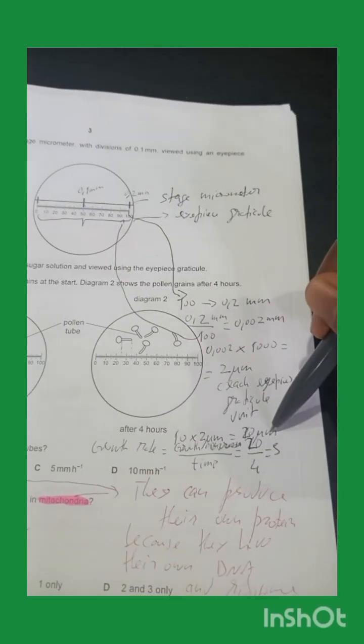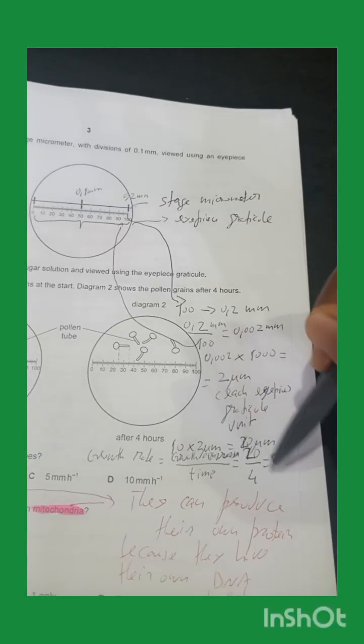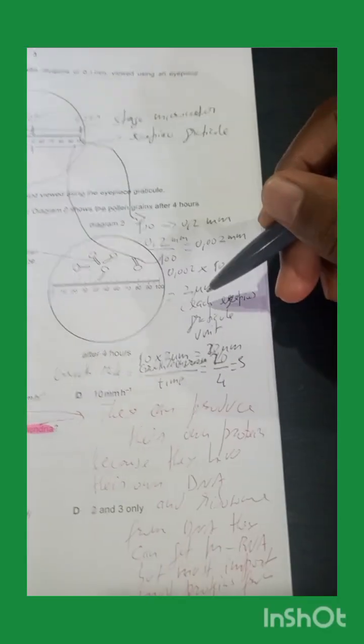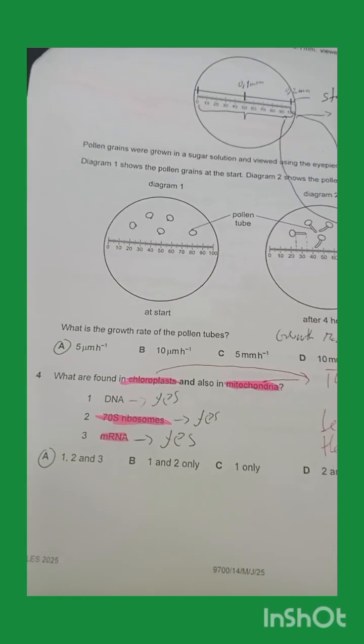It is 20 now. Now, how many hours? After 4 hours. So it's going to be 20 over 4, which is 5. And that's the answer. So the answer here is 5 micrometers per hour. That's why we had to convert this to micrometers, because the options here are given in micrometers.